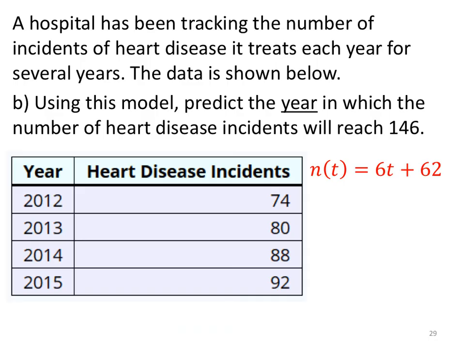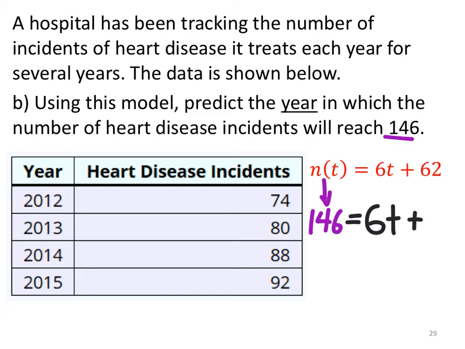To solve this next problem, using this model, predict the year in which the number of heart disease incidents will reach 146. Now remember, heart disease incidents is represented by N of t. So we're going to replace N of t, the whole function part, because that represents the heart disease incidents, with 146. All right, so this still equals 6t, we'll use t for time, right? Time in years. It equals 6t plus 62.